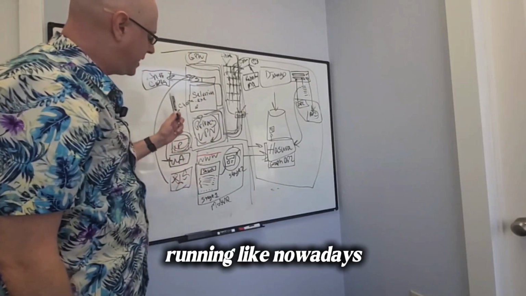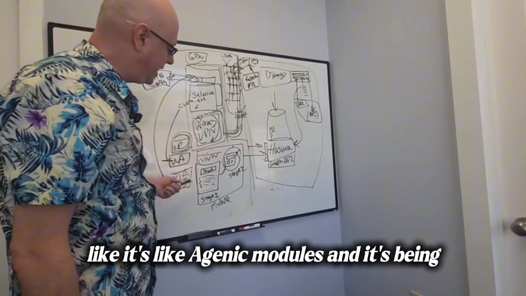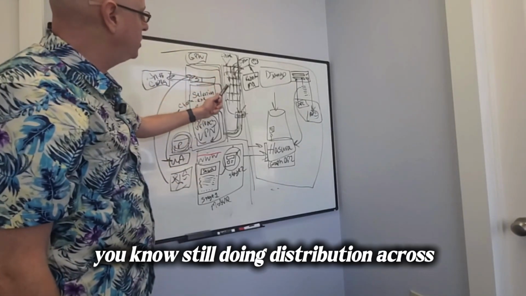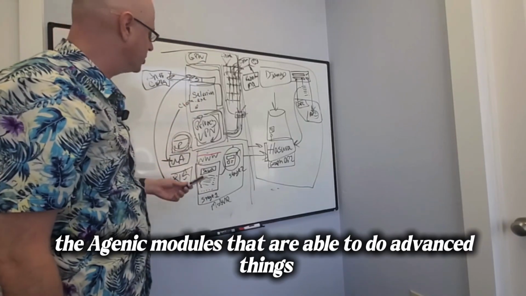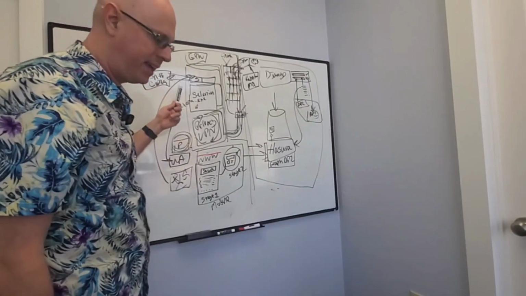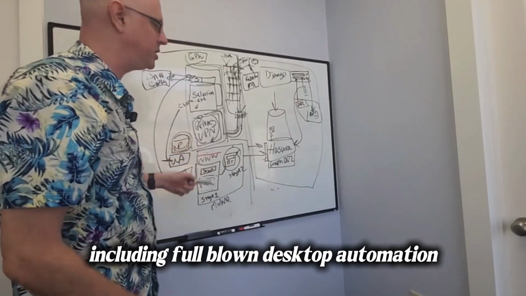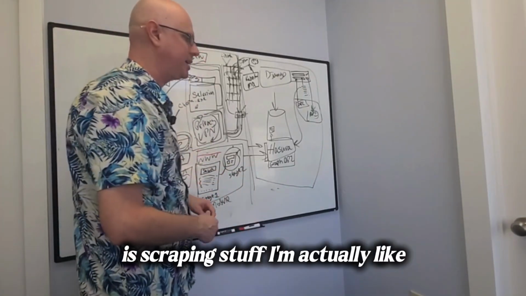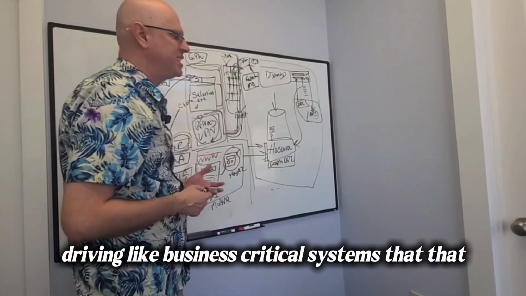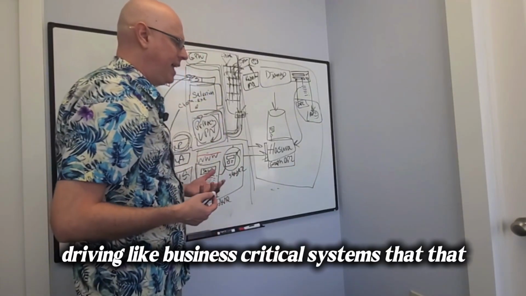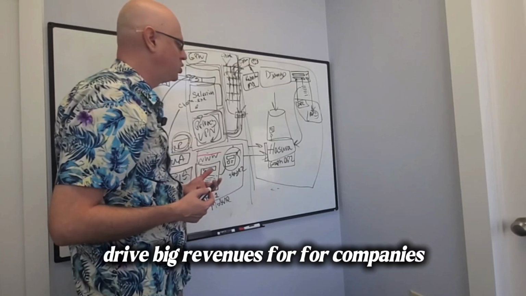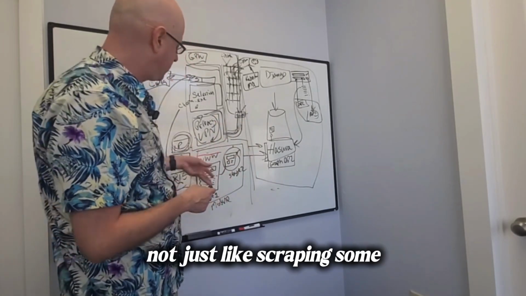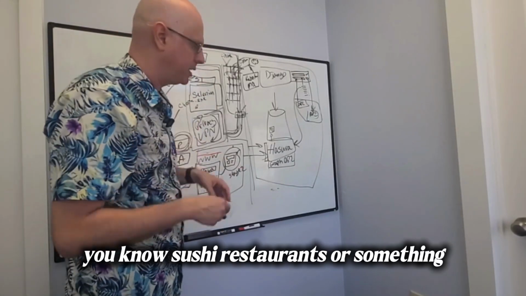Running nowadays, it's agentic modules, and it's still doing distribution across the agentic modules that are able to do advanced things, including full-blown desktop automation. Like I said, it's evolved. I'm doing more advanced things now than just scraping stuff. I'm actually driving business-critical systems that drive big revenues for companies, not just scraping some sushi restaurants or something.